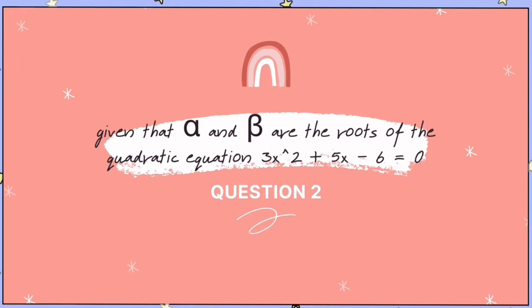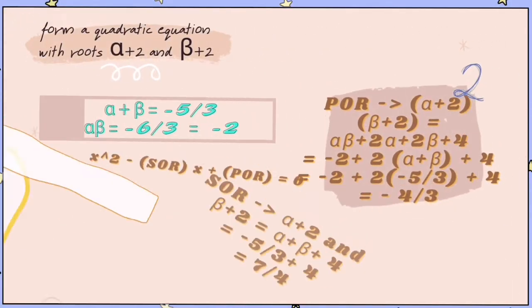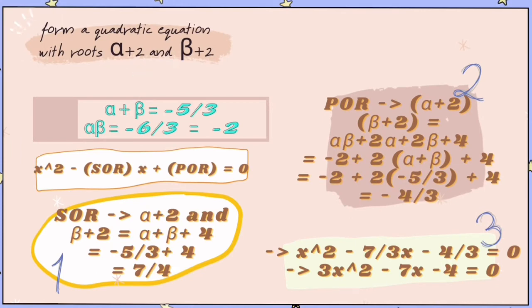Question number 2. Given that alpha and beta are the roots of the quadratic equation 3x squared plus 5x minus 6 equals 0, form a quadratic equation with roots alpha plus 2 and beta plus 2. Now, we write out the equation, which is 3x squared plus 5x minus 6 equals 0. We need to find the sum of roots, which is negative 5 over 3, and the product of roots. To find a new quadratic equation with the roots alpha plus 2 and beta plus 2, we need to know the new sum of roots and product of roots.